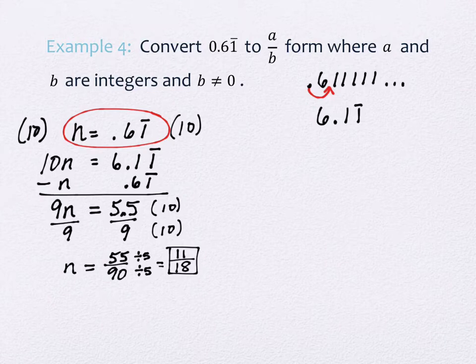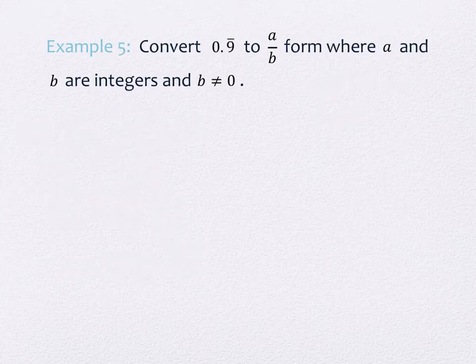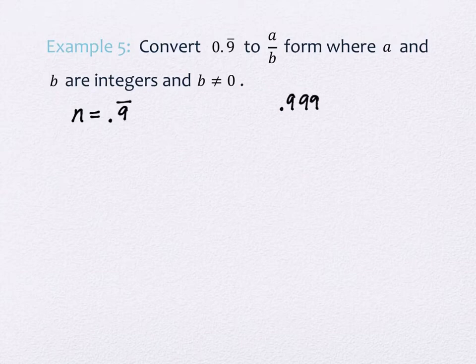All right, I want to show you an interesting fact, something you may not know on the next example. So we're going to do the problem again. Now we have the number 0.9 repeating. The process starts out the same way, n equals 0.9 repeating. And of course, we recognize that that's this number like that.